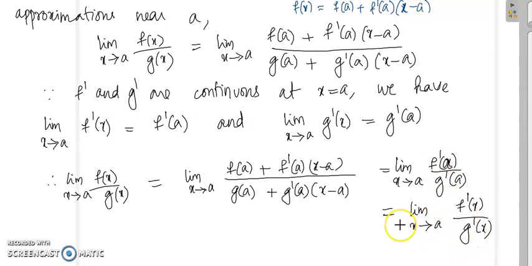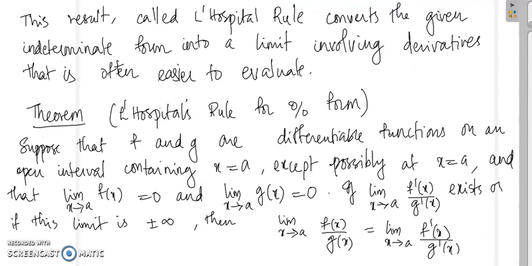So what we have got at the end: we started with limit x tends to a, f of x by g of x, and limit x tends to a, f of x by g of x will be equal to limit x tends to a, f dash by g dash. So that is the L'Hospital's rule. Here in the L'Hospital rule, the given indeterminate form is converted into a limit involving derivatives, and that limit will often be easier to evaluate. So let us state it as a theorem.